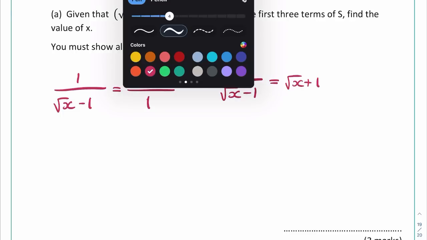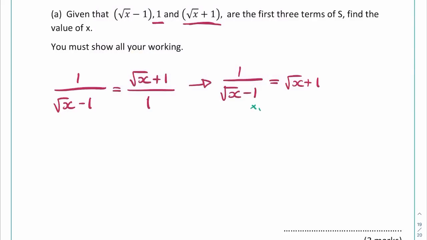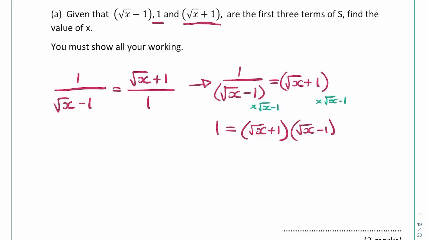Now to solve this, we want to first get rid of the fractions. So times both sides by root x minus 1 and times the right by root x minus 1. Now we're going to want to put these into brackets as they are going to go next to one another. So 1 is equal to what's already on the right, root x plus 1, multiplied by root x minus 1.